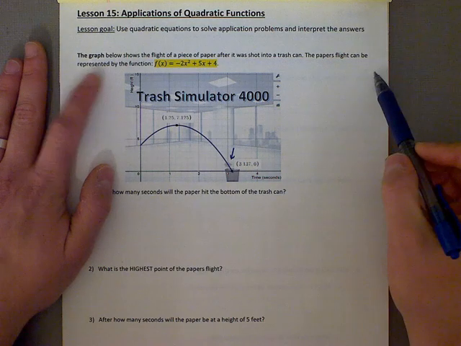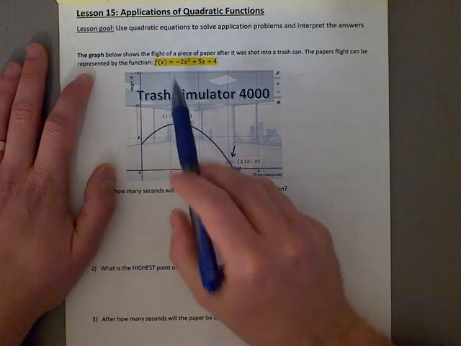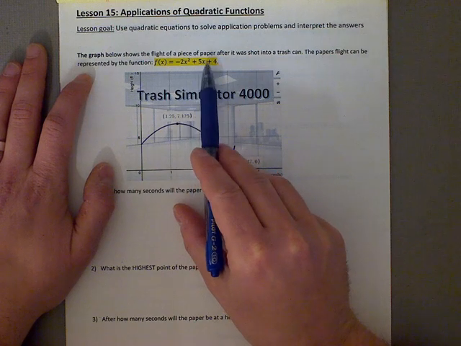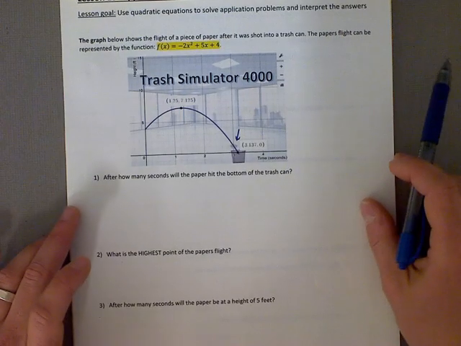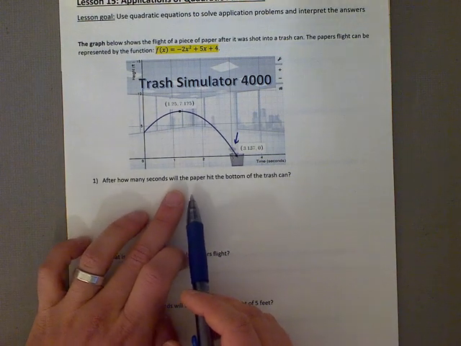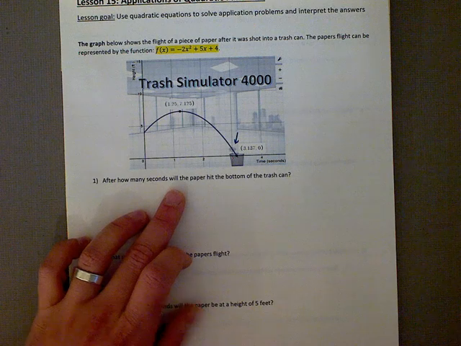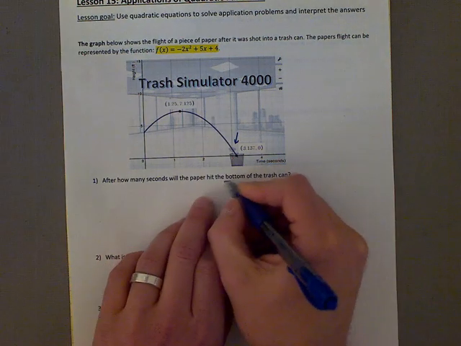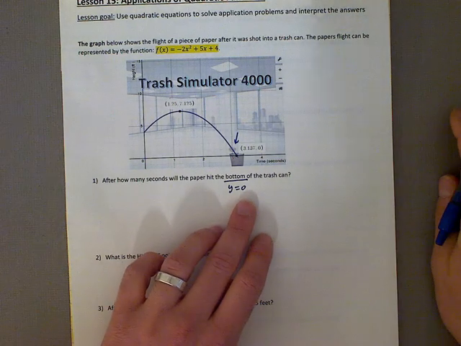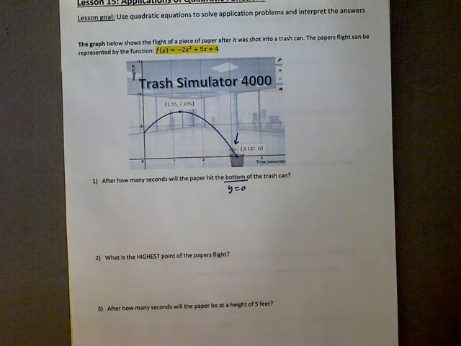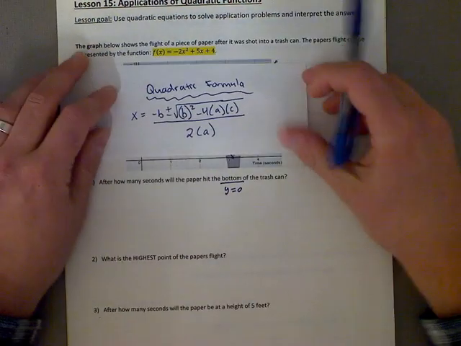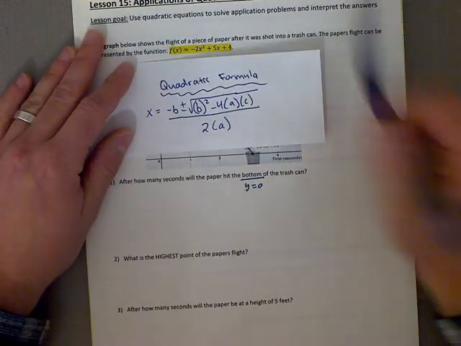So the paper's flight can be represented by the function f of x equal to negative 2x squared plus 5x plus 4. And the first question asks us to figure out after how many seconds will the paper hit the bottom of the trash can. The bottom of the trash can is at y equals 0, meaning the height is on the ground, and we're going to apply the quadratic formula to this from our previous lesson.